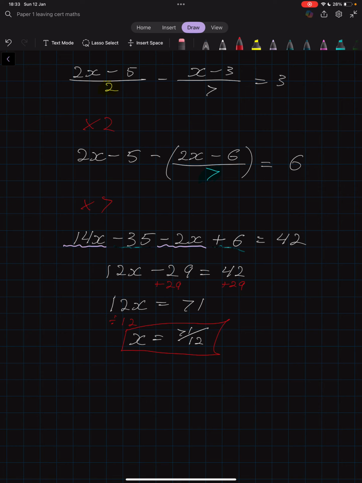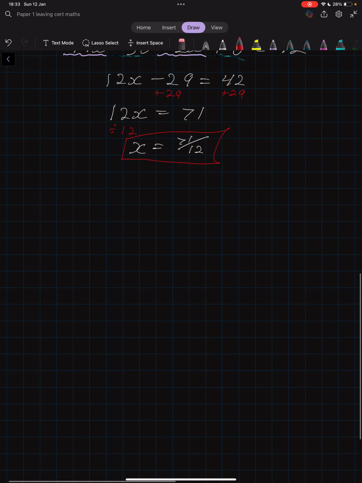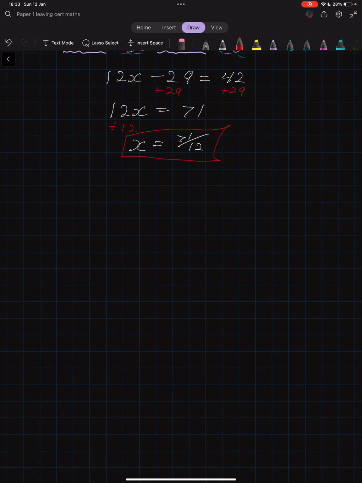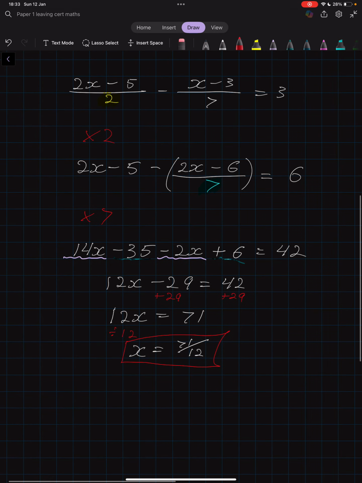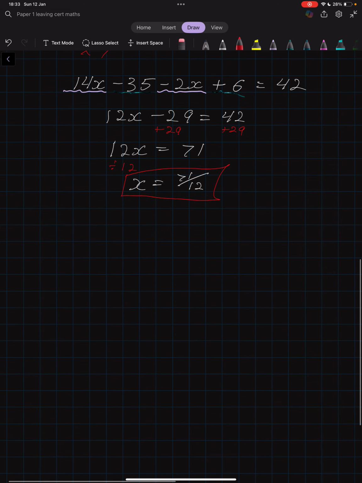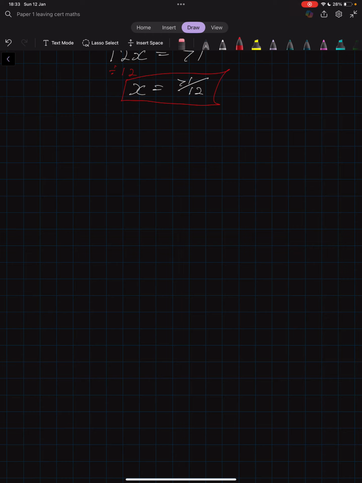So hopefully that clears up the linear equations. Now we have simultaneous equations, which is quite another beast.